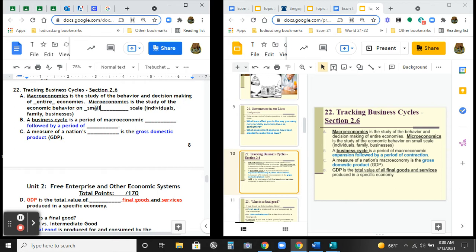How do I try to remember this? When I think macro, notice the letter A. So I think like the all of the economy. When I think micro, I think my economy, I. All right. That helps me remember. Maybe it'll help you too. A business cycle is a period of macroeconomic expansion. You need growth and expansion because things get bigger, things get smaller as the economy improves and fails. That's how it's supposed to go.